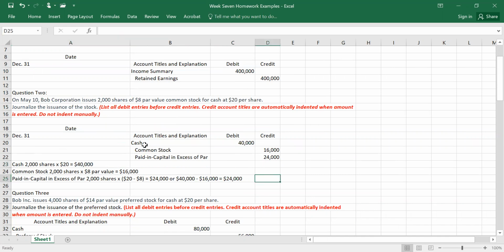Next, for the common stock, we have to look at the par value. So 2,000 shares at $8 per share is 16,000. So we're going to credit common stock for the 16,000.